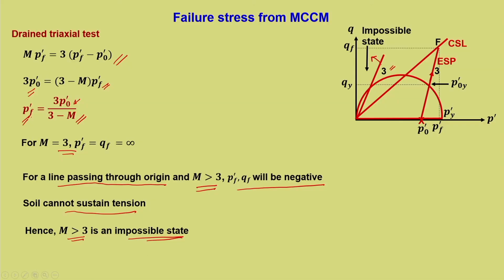Now, I hope the explanation is very clear and it is justified how we have drawn an inclination of 3 at origin and marked it as a tension cutoff or an impossible state of the soil. So, that is otherwise known as tension cutoff zone.